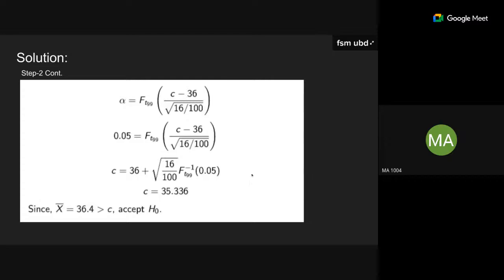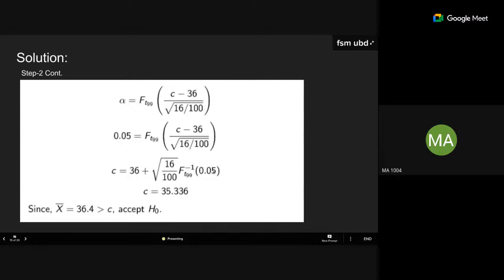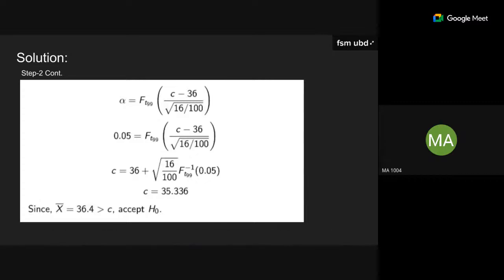And most of the time, the usual alphas we take are 0.01 and 0.05, and these are the common alphas we use. For these common alphas, this F inverse of t99, or any t, will be a negative value. So whatever critical value you compute will be less than 36 only. From that intuition also, you can directly answer this particular question.